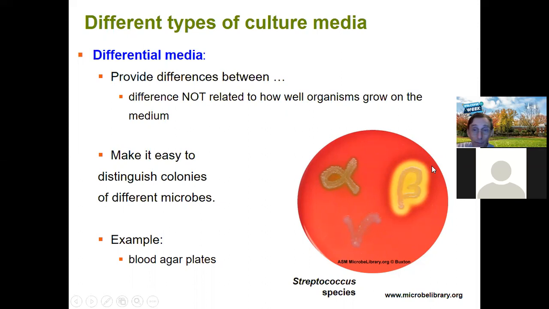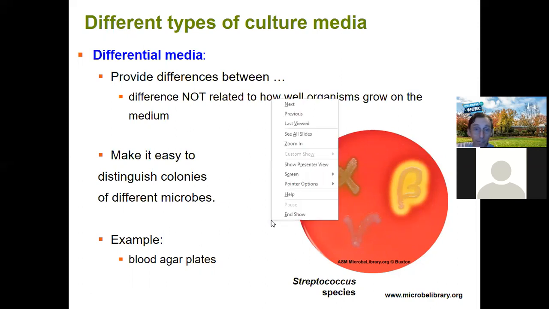You notice this dark ring around the beta hemolysis? This is alpha hemolysis. It is normal that you see a ring of alpha hemolysis around beta hemolysis. Any question about that? Anyways, that's blood agar.